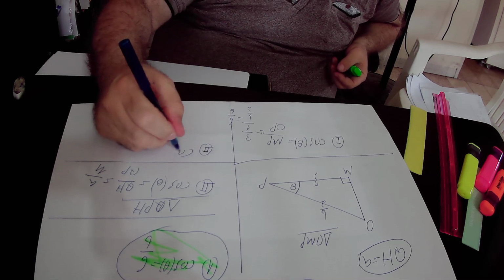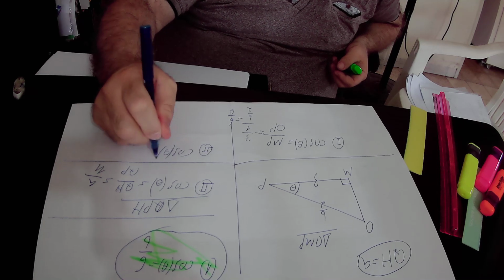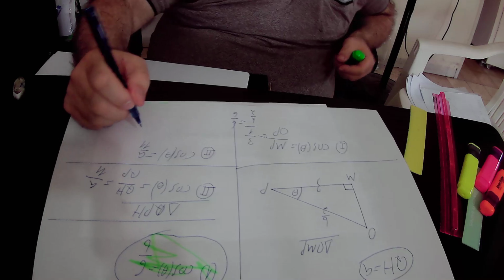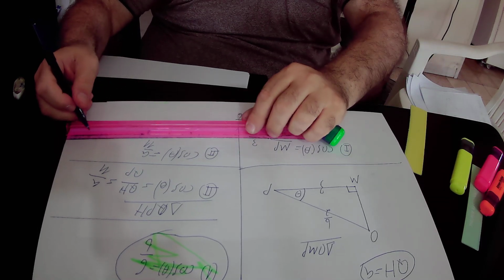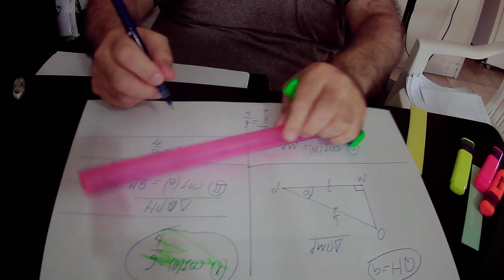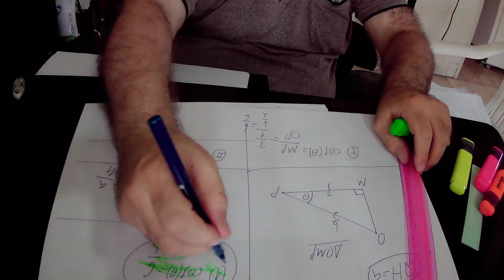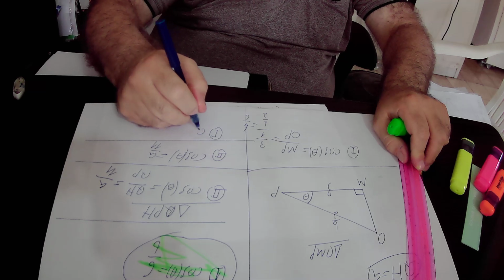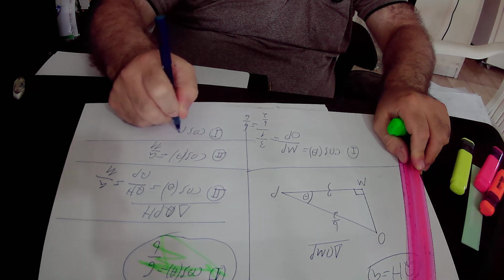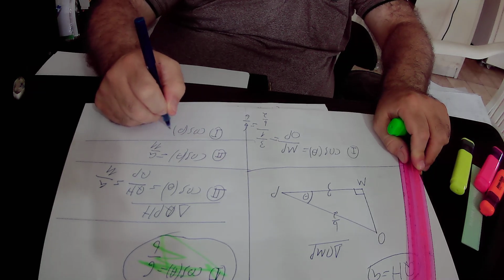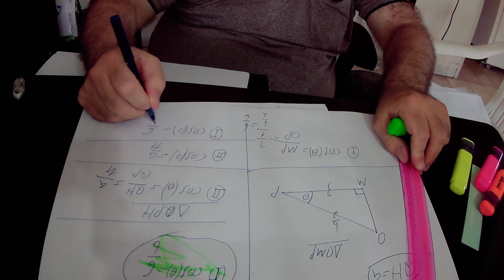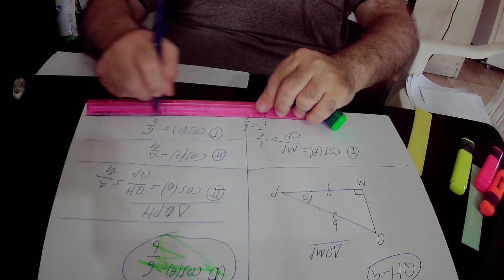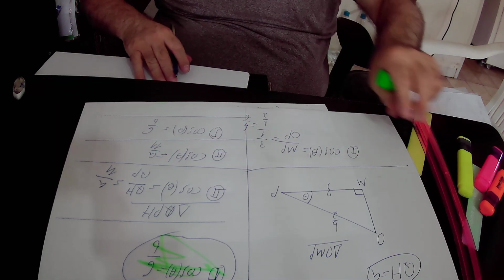We found out that cosine theta equals A over 11 according to equation number 2. But here, according to equation number 1, we have already found out that cosine theta equals 6 over B. So we have two different expressions for cosine theta.